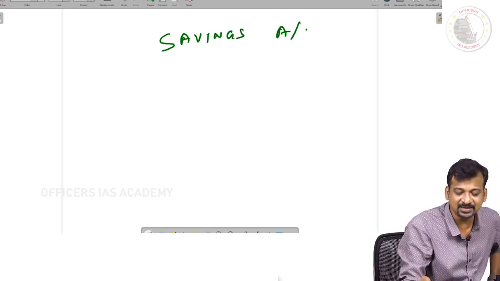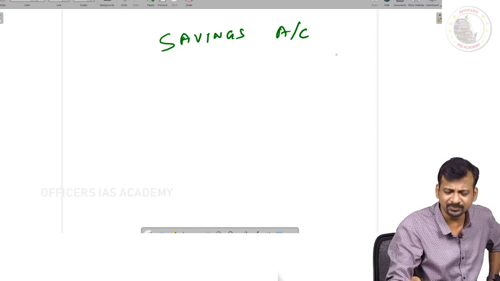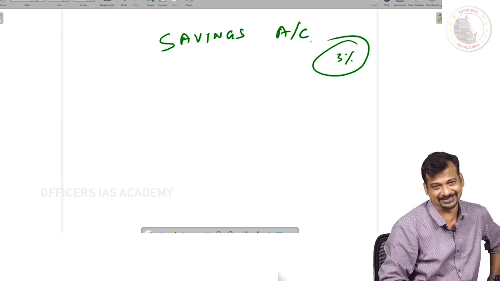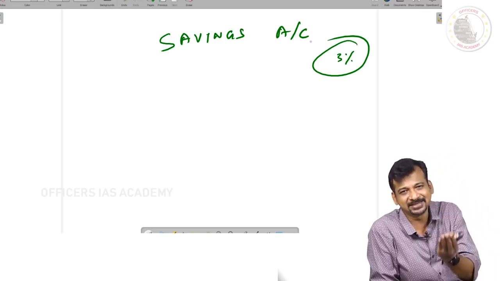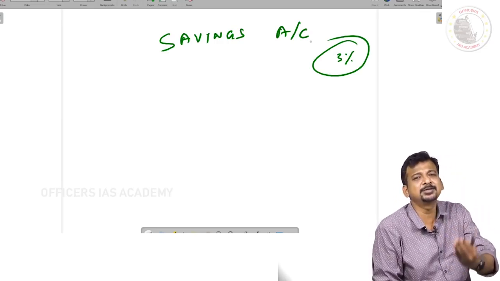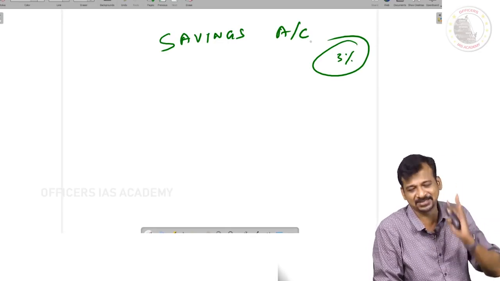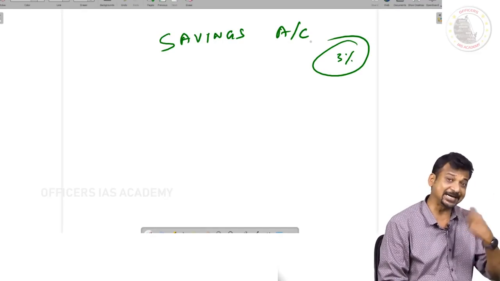Now, on this savings account, the bank will give you some 3% or 2.5% or 4% interest. Okay, if you deposit say 10,000, then you will get 10,300 1 year later. This is a simple savings account. Now, what is current account?